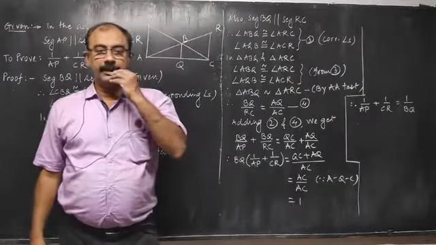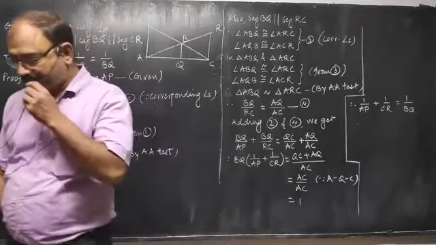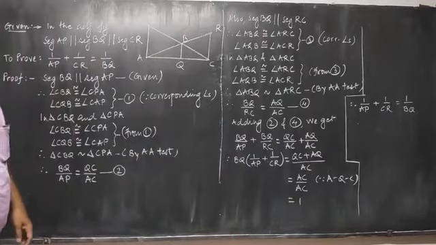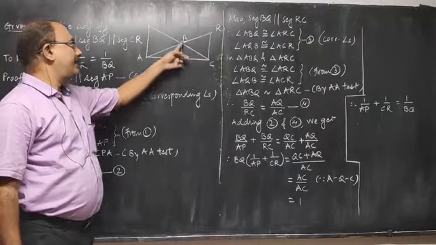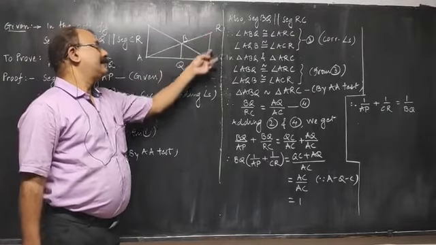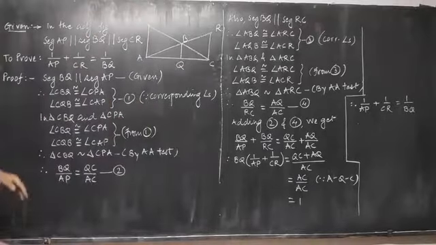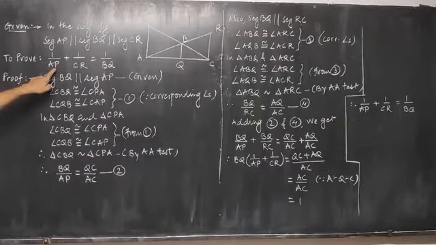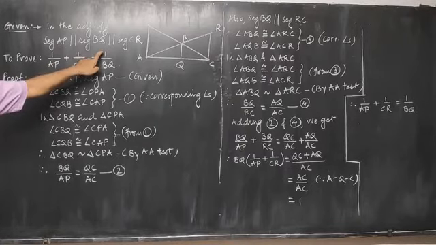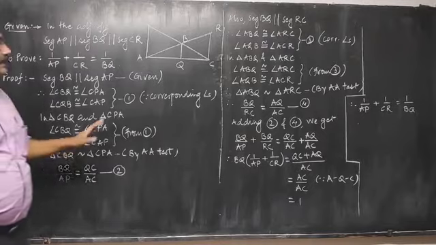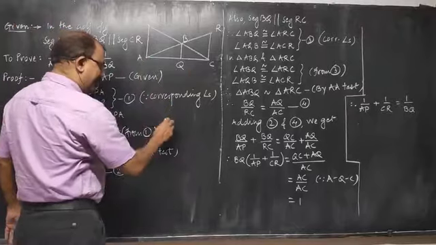Hello children. Again we are going to discuss one of the finest examples. In this figure it is given that segment AP, segment BQ and segment CR, three vertical lines, are parallel to each other, and the question says prove that 1 upon AP plus 1 upon CR is equal to 1 upon BQ. Let us start again by separating one triangle from the figure.